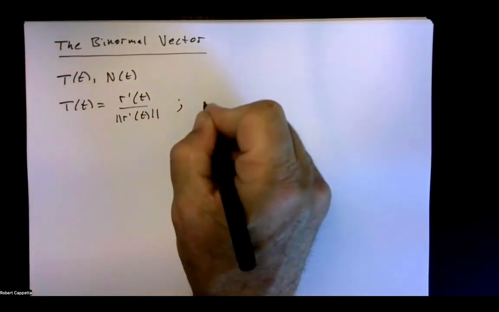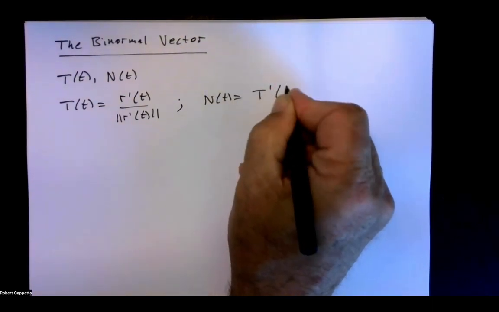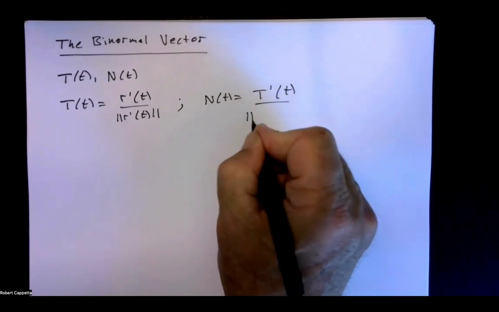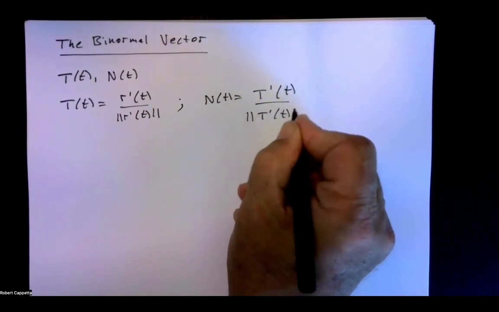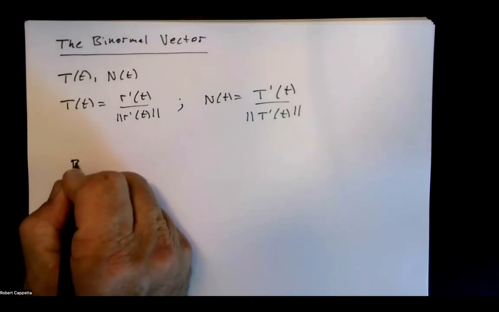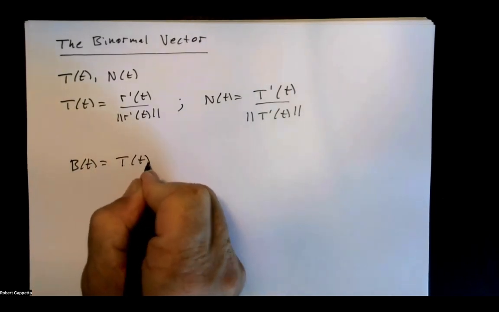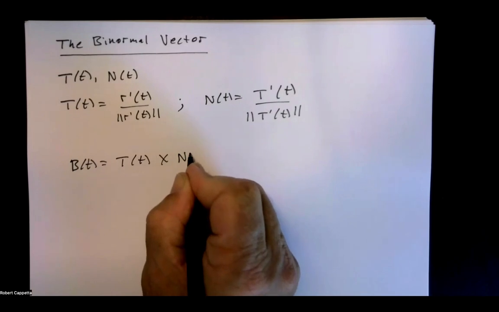And the unit normal vector was the derivative of the unit tangent vector divided by the magnitude of the unit tangent vector. We're going to define the binormal vector. B of t is simply T of t cross N of t.